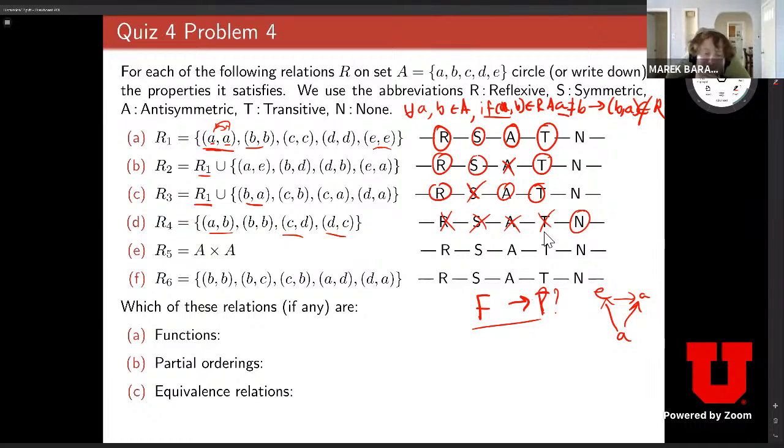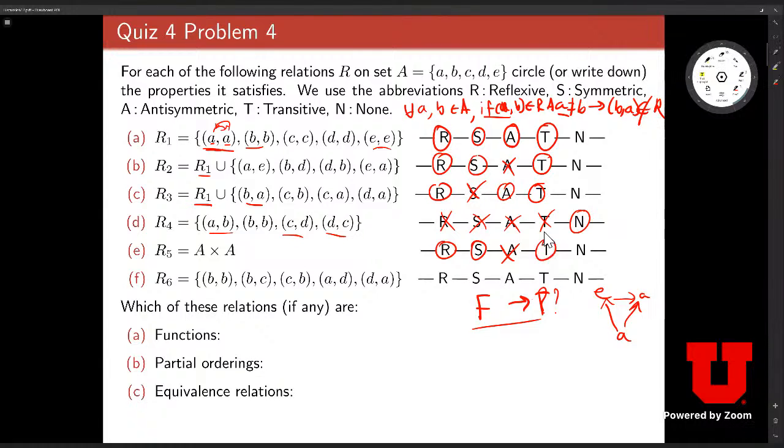So for this one, we have A cross A. So basically, it's A, B, AC. So is this reflexive? Yep. Symmetric? Yep. Anti-symmetric? Nope, can't be anti-symmetric. Transitive? Yep. One second.